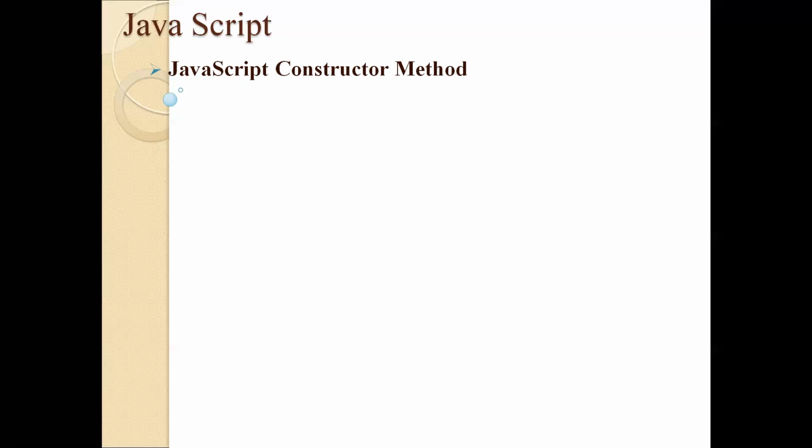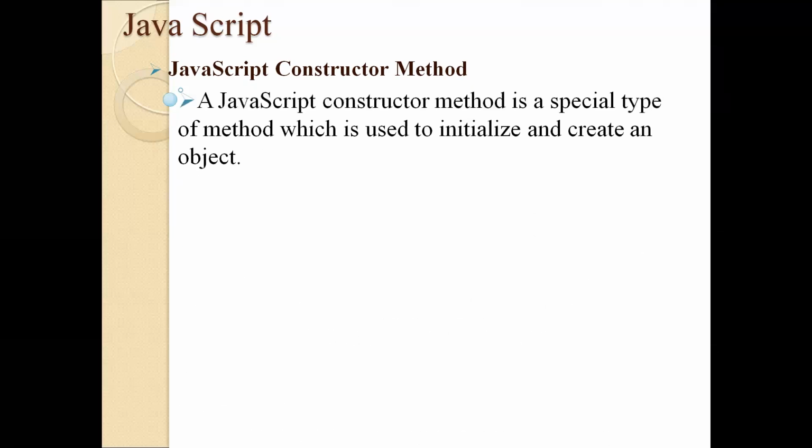And the next one is constructors in JavaScript, right? So we all know that a constructor is a special type of method. As we studied in C++, as we studied in Java, a constructor is a special type of method where the class name is the same as the method name.